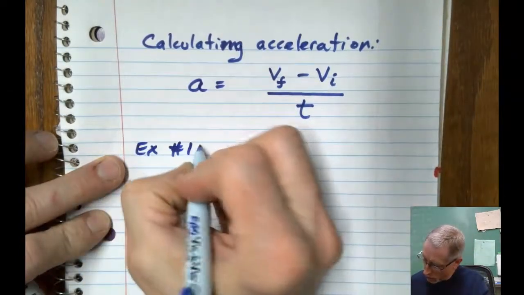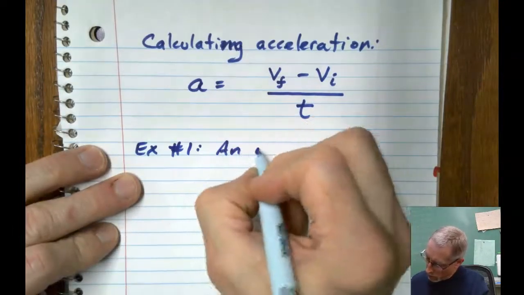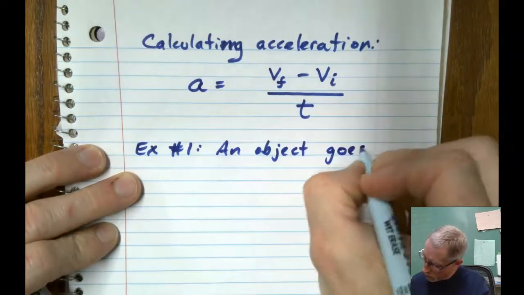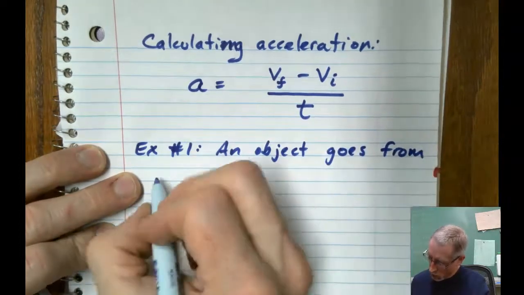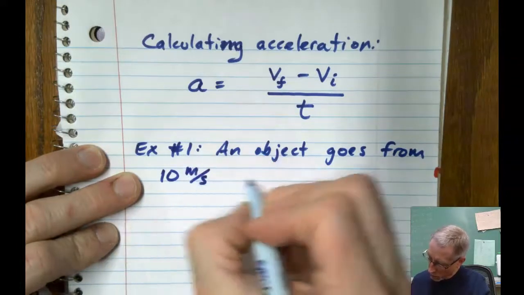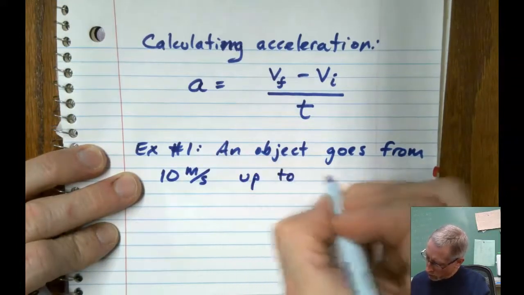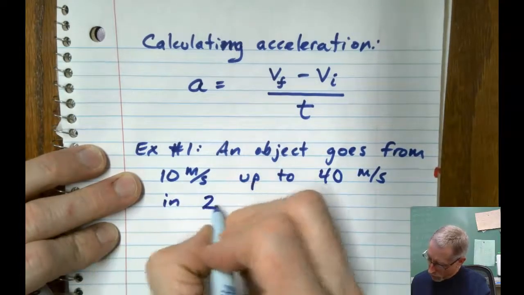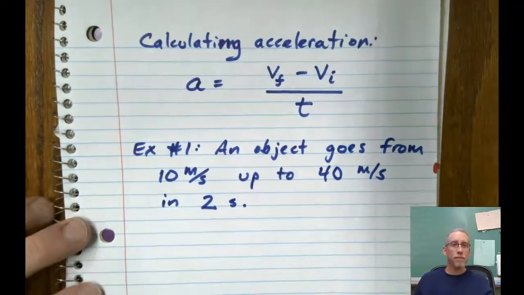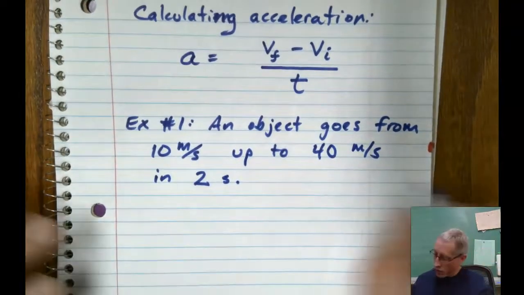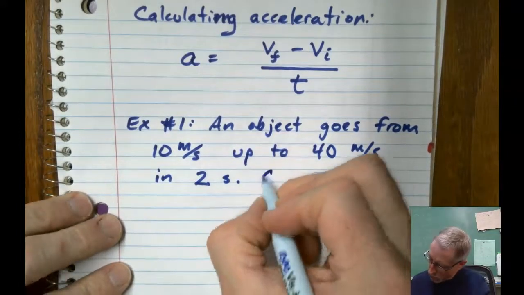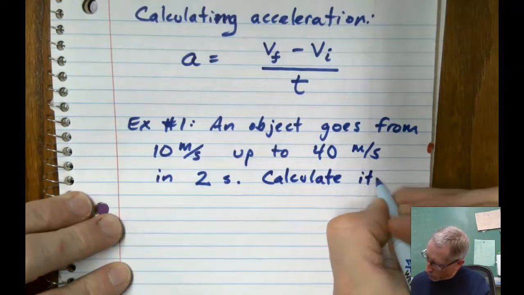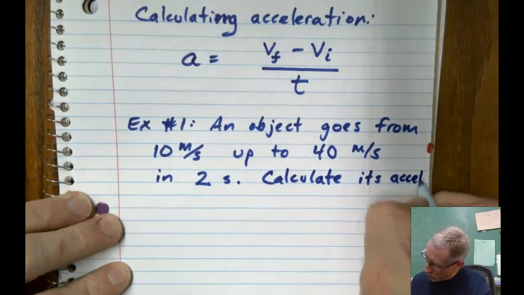So example number 1. An object goes from 10 meters per second up to 40 meters per second in 2 seconds. So you hear how we're describing a changing velocity. And we would be asked to calculate its acceleration.